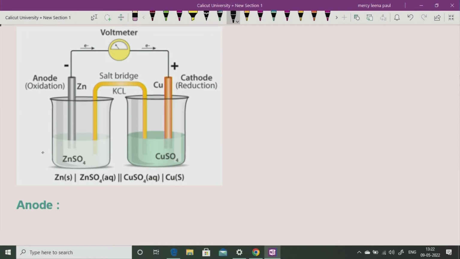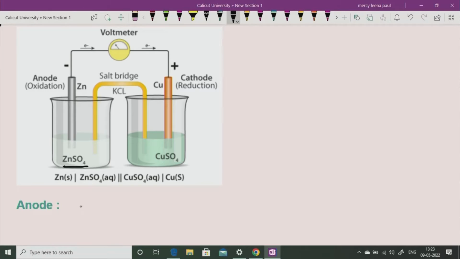Here we have a zinc sulphate solution taken in a beaker, with a zinc rod dipped in the same zinc sulphate solution. Then we have another solution, copper sulphate, which is shown in blue color, and a copper rod dipped in it. The zinc sulphate and copper sulphate solutions are not in direct contact, but we have an external wire connected to it, and here we place a voltmeter to detect the flow of electricity. It is connected to the copper rod, not directly, but through an external wire.